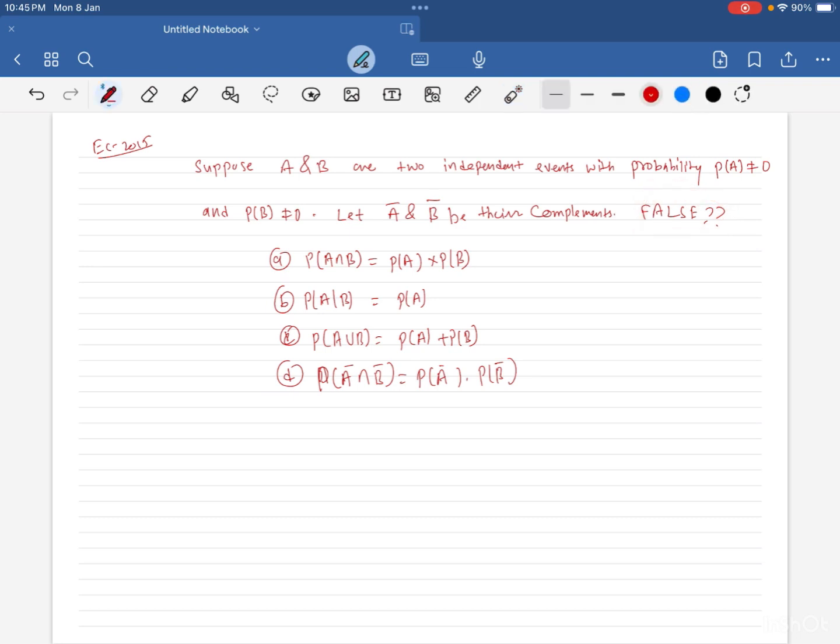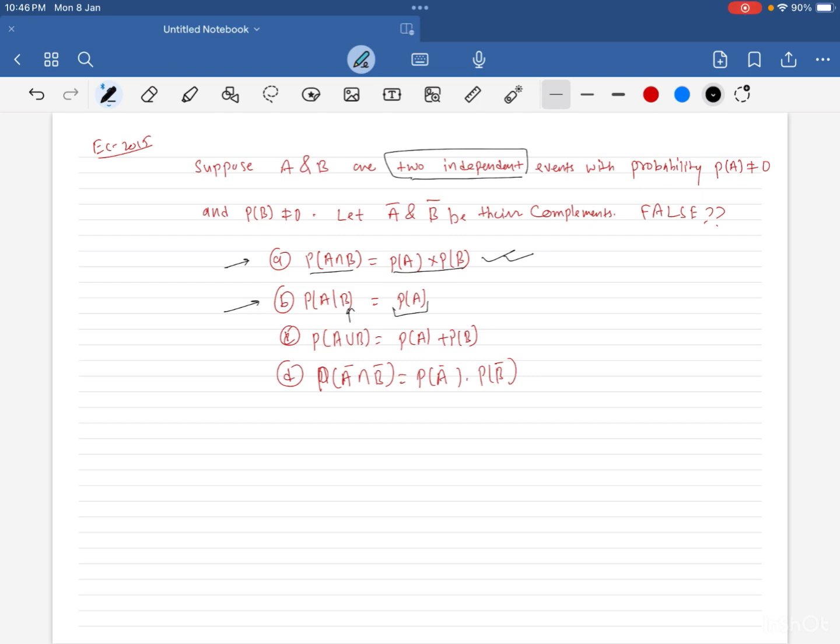What we should focus on in this question is the point that these two events are independent. So let's check it out. The first option is that the probability of A and B would be probability of A into probability of B. This is correct, because these two events are independent. And the probability of A given B is equal to the probability of A. This statement is also true.